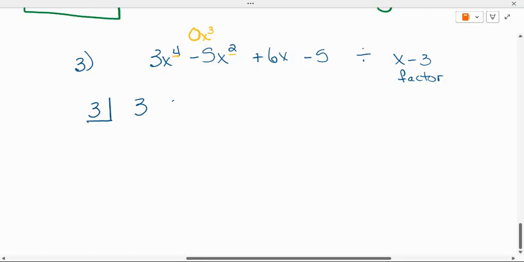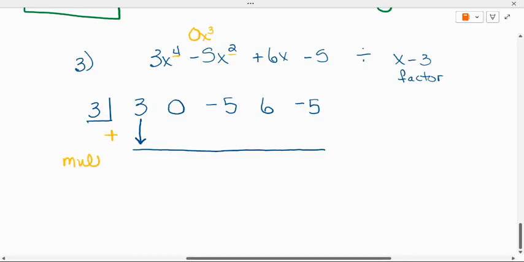The next one is going to be 0, then negative 5, then 6, and then your last term, negative 5. Okay. So remember, we take the first coefficient and just drive it straight down. Remember, this is your addition space, and everything here is going to get multiplied.